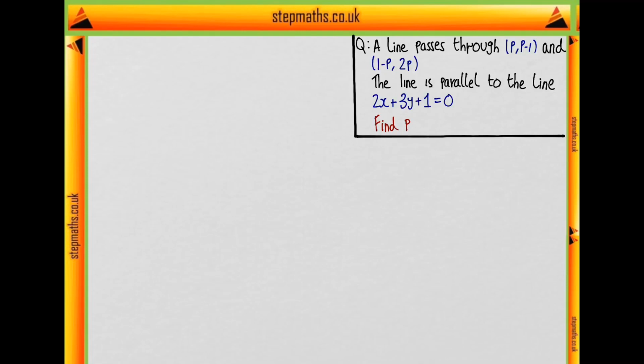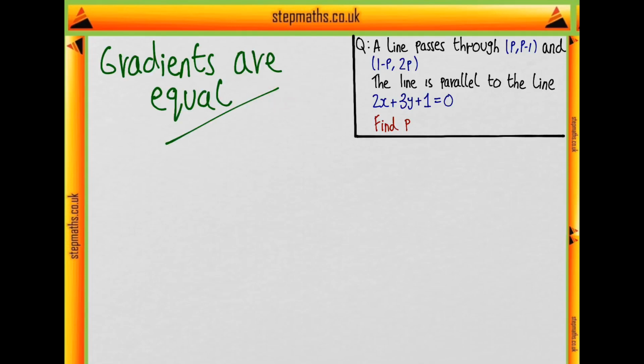So how do we go about this? Well, look at the key information. We've got these two lines, and the only thing we know that relates them is that they're parallel. So what does that mean? It means that the gradients of these two lines are equal. So if we can work out the two gradients and equate them, we might be able to find some stuff out, right? So let's do this one first.